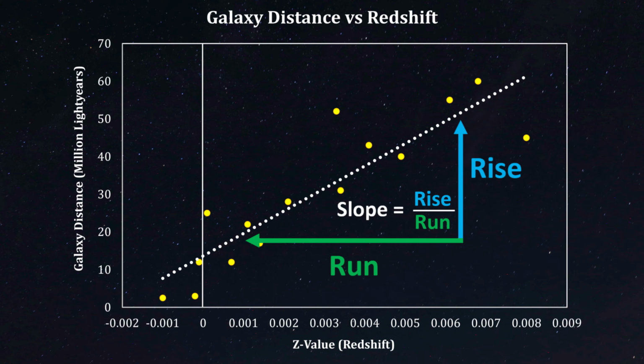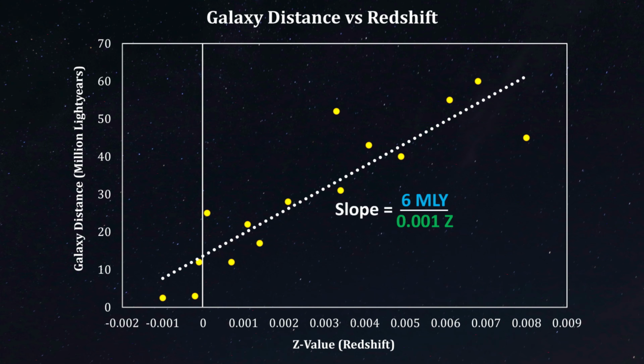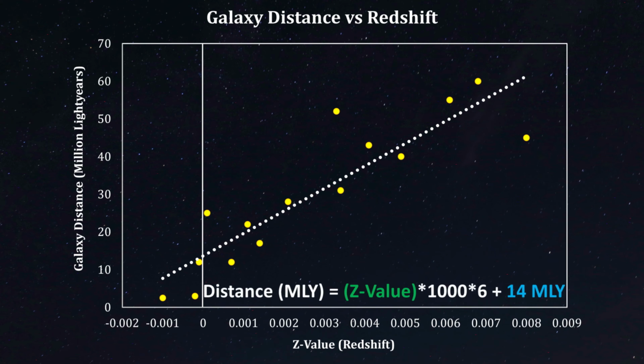If you take the time to calculate the slope of this line, you'll find that for every z-value interval of 0.001, the galaxy's distance changes by about 6 million light-years, with a y-intercept at around 14 million light-years. So you could just plug the z-value into this equation to get distance. Distance in millions of light-years equals z-value times 1000 times 6 plus 14. We need to multiply the z-value by 1000 in this case because the intervals for the z-value are in thousandths.